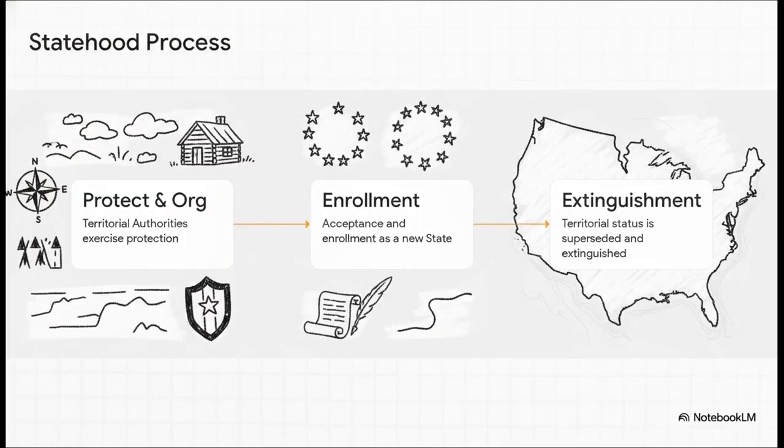So the sources lay out a strict three-step mechanical process that was preordained by the Northwest Ordinance. Step 1 provides a period of time where territorial authorities are exercised to protect, organize, and develop new states of the Union. Step 2 is the formal acceptance and enrollment of that territory as a new state of the Union by the already existing states. And Step 3, a crucial point the documents really emphasize: upon this enrollment, the preceding territorial status is naturally superseded and completely extinguished.